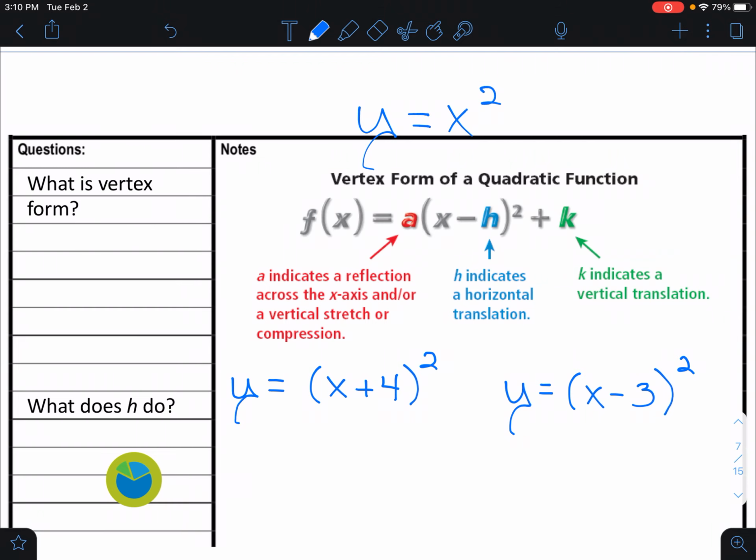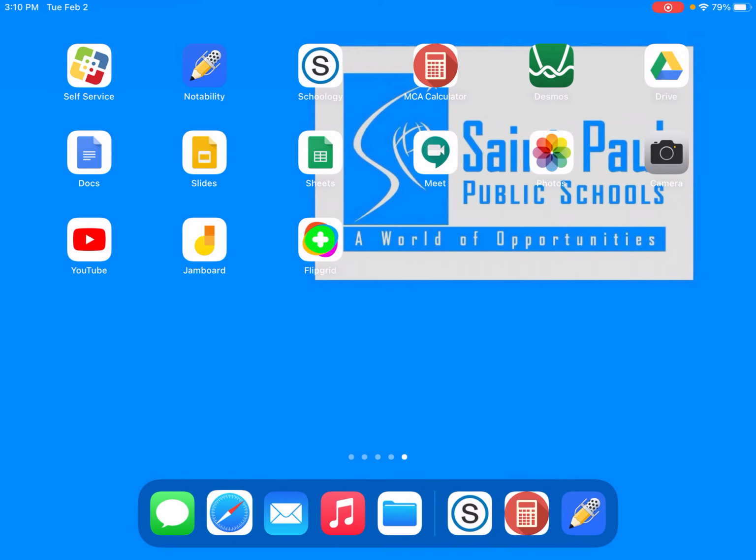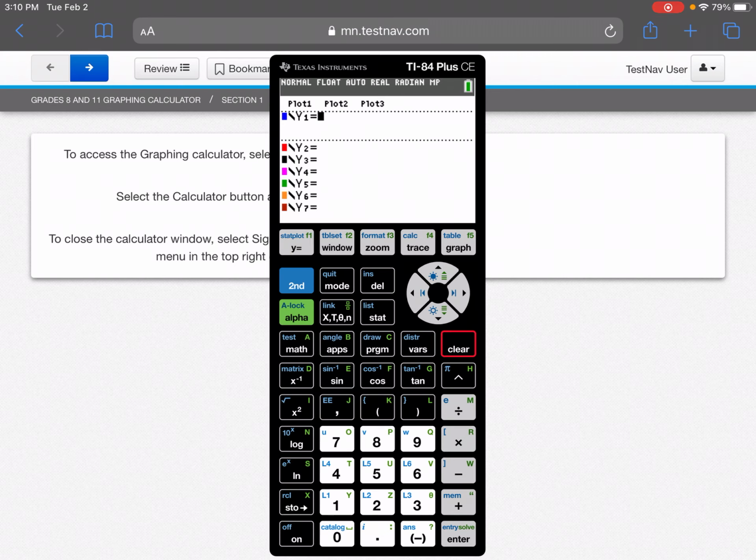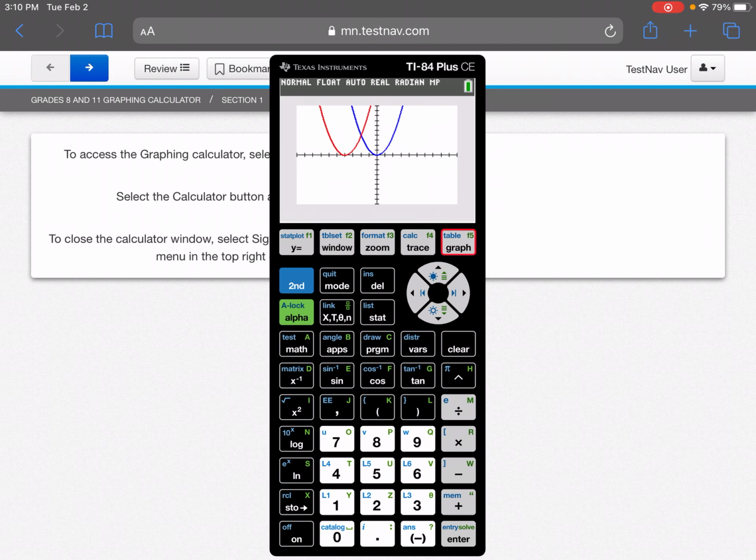So I'm going to go to my graphing calculator. Here I'm just going to type in x squared. That's my parent function, graphed in blue. Then in the second one, I'm going to put x plus 4 squared. That will be graphed in red. Now I'm going to graph. What happened? You'll notice the original parent function in blue, and this whole quadratic function got slid to the left 4 units.